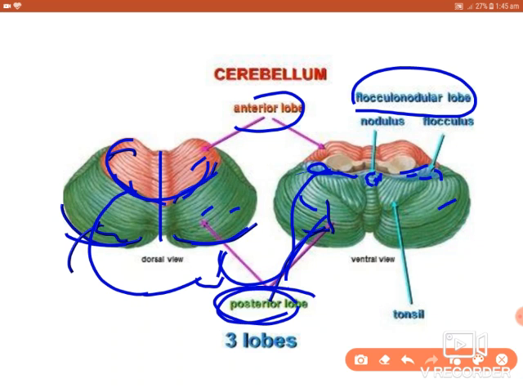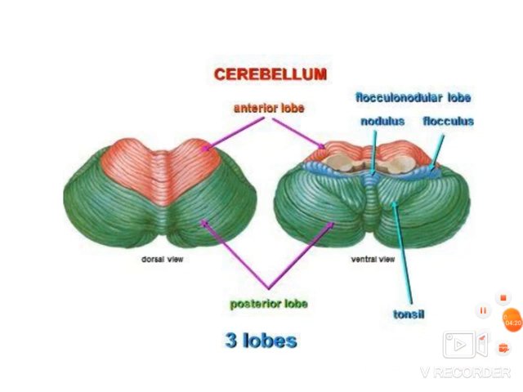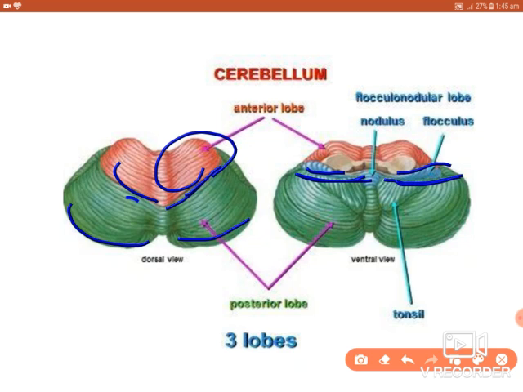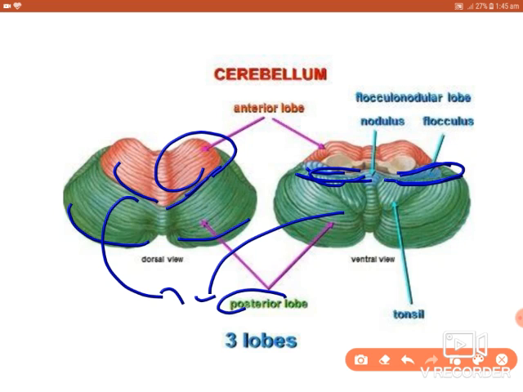So here you can see there is a primary fissure and a horizontal fissure. Then behind this flocculonodular lobe, there is the posterolateral fissure. Then there is the anterior lobe, this is the posterior lobe, and this one is the flocculonodular lobe. These are the lobes and the fissures.